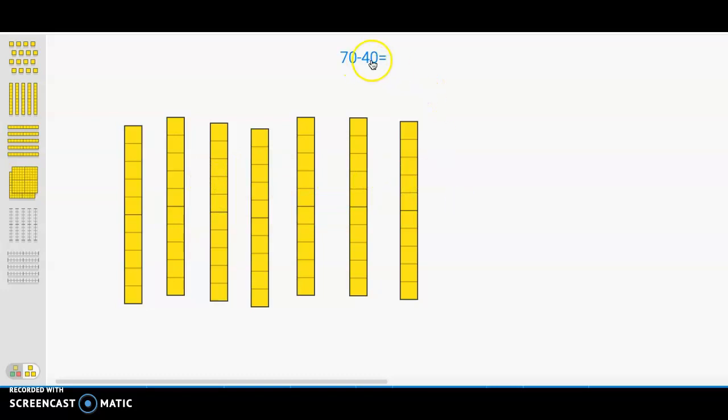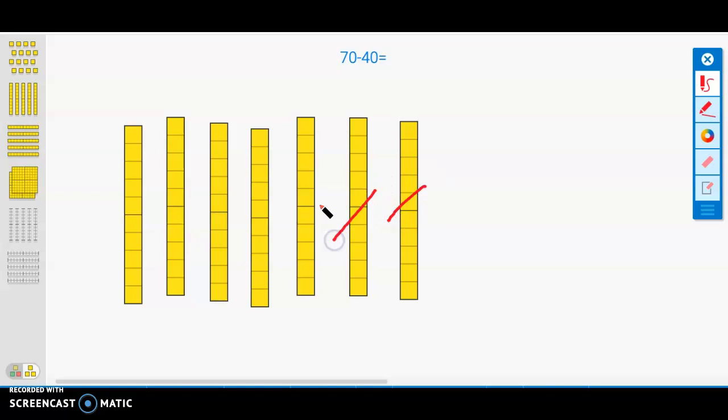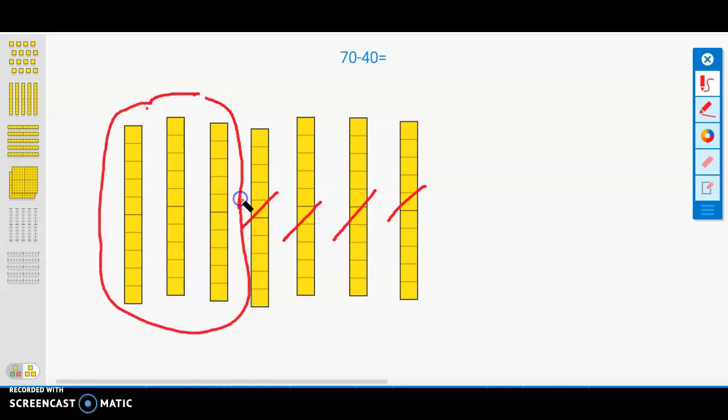Correct. Okay, subtract 40. So remember, boys and girls, subtraction means we're taking away. So 40 has 4 tens, so I have to take away 4 10 rods. You could do this with me. 10, 20, 30, 40. And then I look at the total amount of tens we have left. I'll circle those for you. You have 3 10 rods. So that is 10, 20, 30. So 70 subtract 40 equals 30.